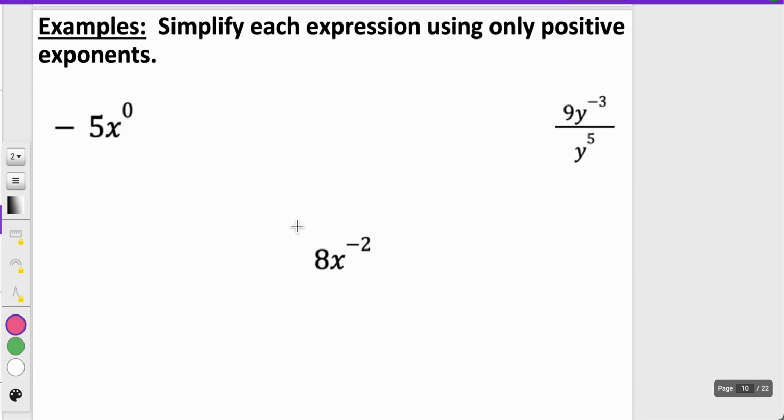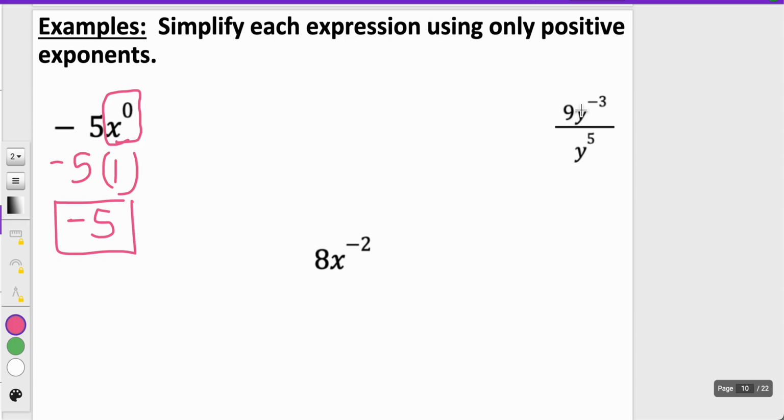Simplify each expression only using positive exponents. So now we're just going to keep our answers in exponent form, but simplifying as much as we can. This first one I see here, noticing the x to the 0 power, that's going to automatically make it a 1, and negative 5 times 1 is negative 5.